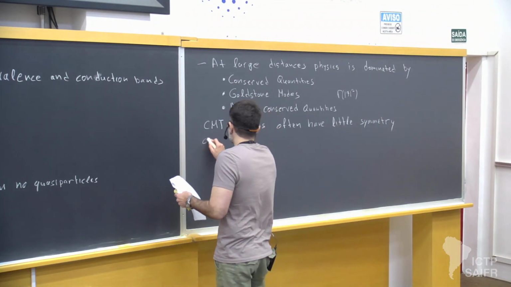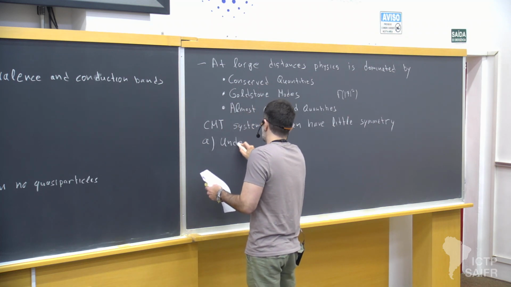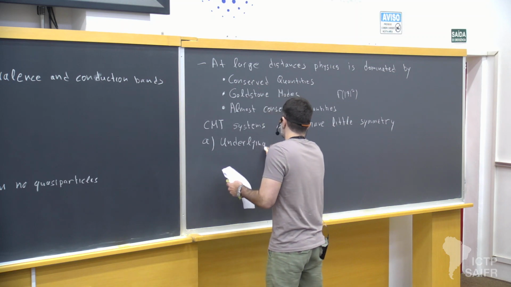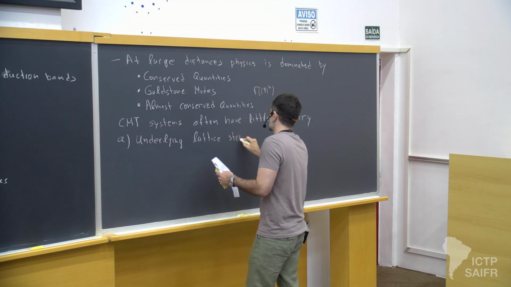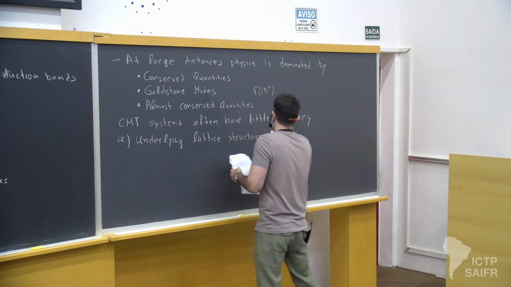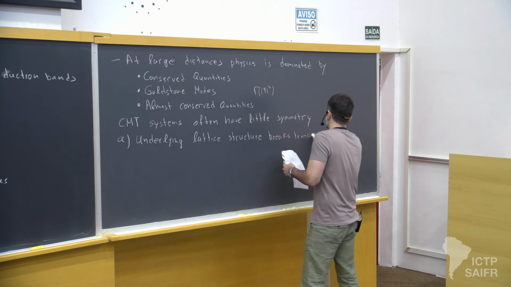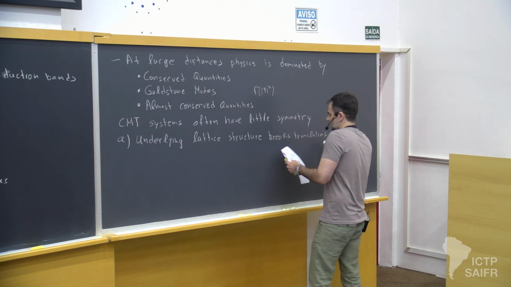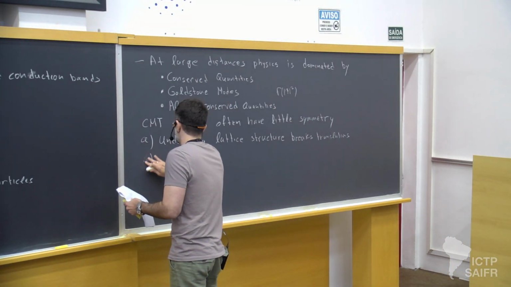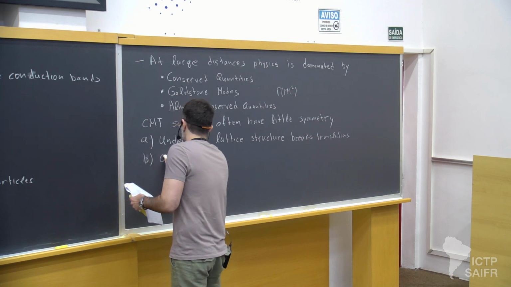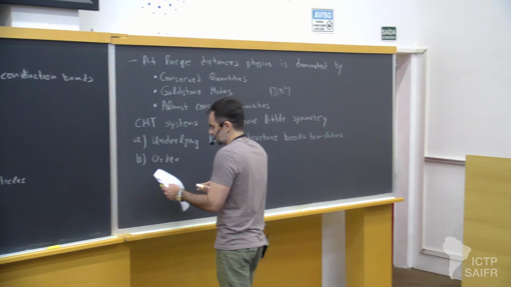So what are the reasons why you have little symmetry? Well, the underlying lattice structure breaks translations. And there are also order parameters in the system which break translations spontaneously.